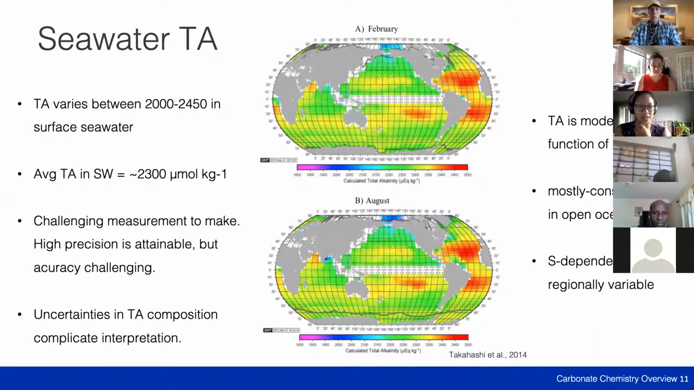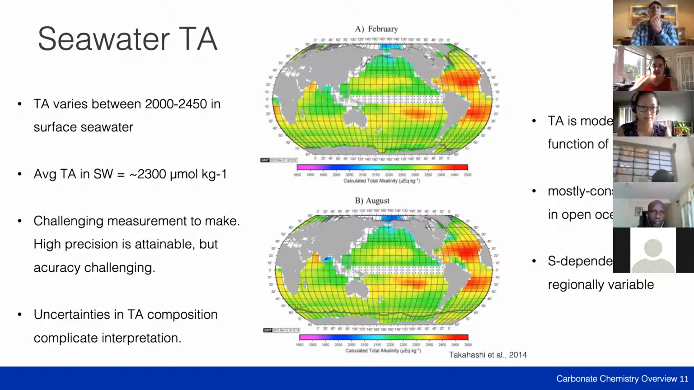And alkalinity is often estimated from a relationship with salinity. This is something that you can often do in the open ocean. Different coastal regions have different inputs to salinity, so sometimes you can't predict alkalinity as well in the coastal regions from salinity. It is mostly conservative in the open ocean.